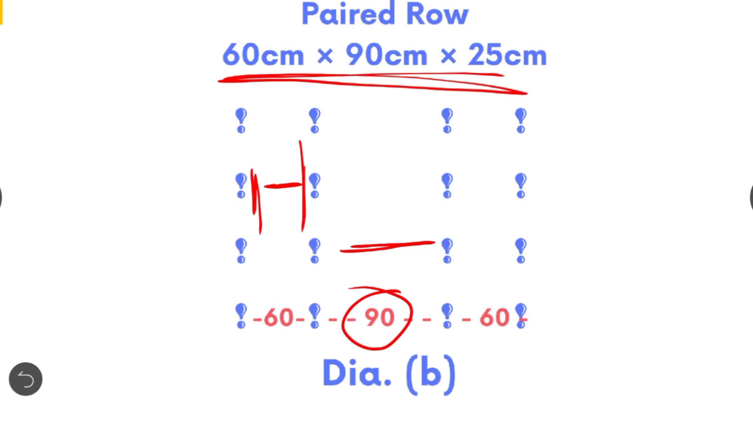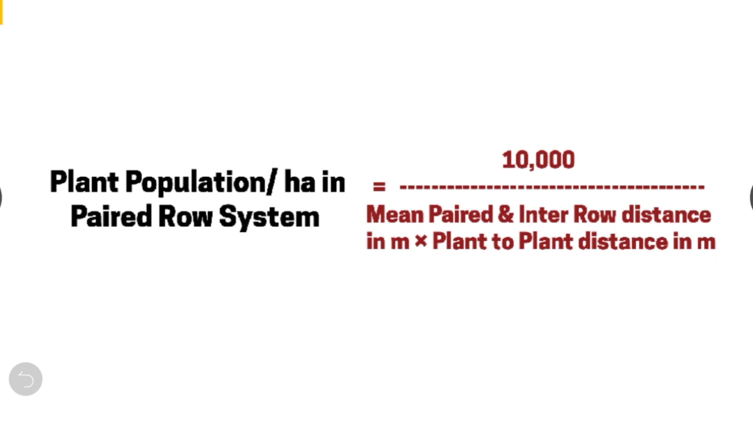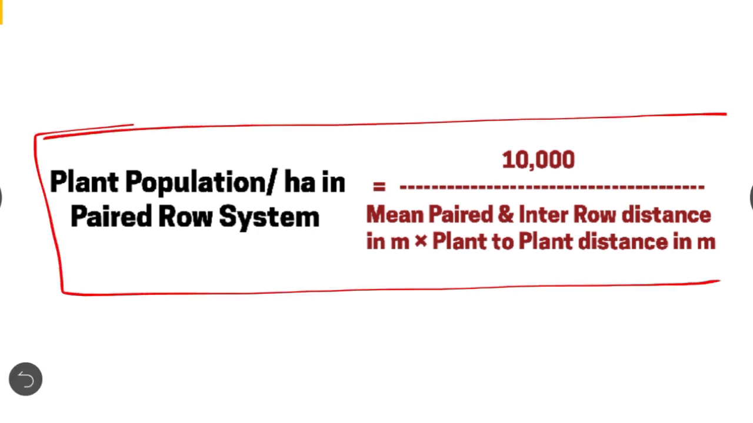Now we will see some numericals of plant population in the paired row system. At first, see the formula for it. Plant population per hectare equals 10,000 divided by the mean of paired and inter-row distance in meter into plant to plant distance in meter. That means at the time of solving numericals, we have to take the mean of paired and inter-row distance. Now we will understand this with an example.